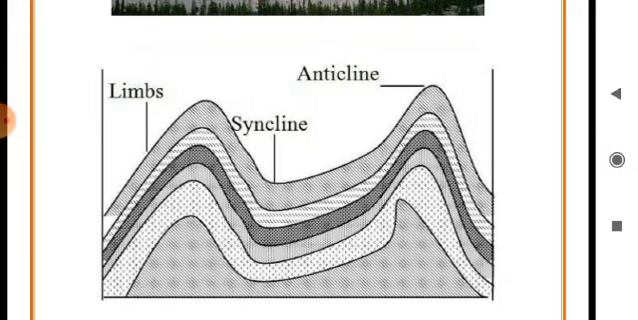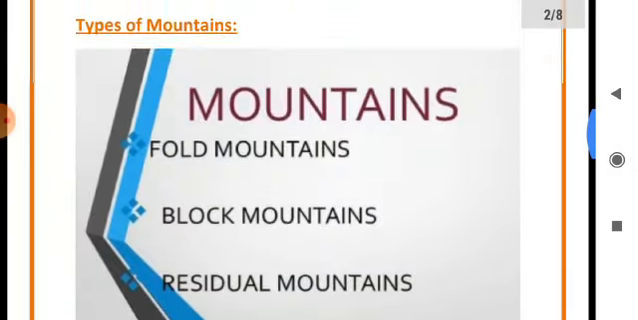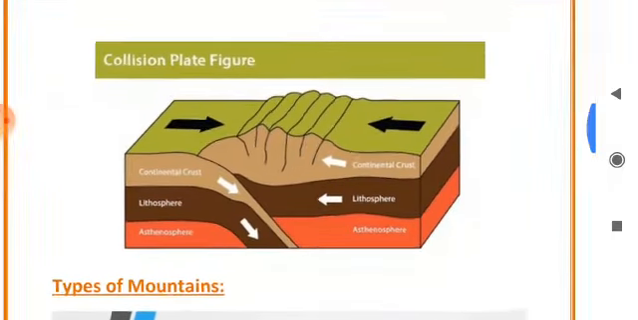Anticlines and synclines are parts of a simple fold. The upfolds are known as anticlines and the downfolds are known as synclines. So at first we need to discuss some related things, that is plate. Just follow the diagram.